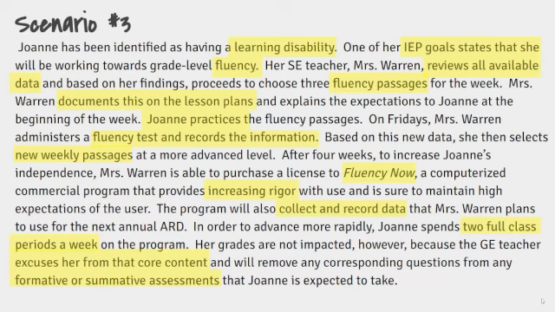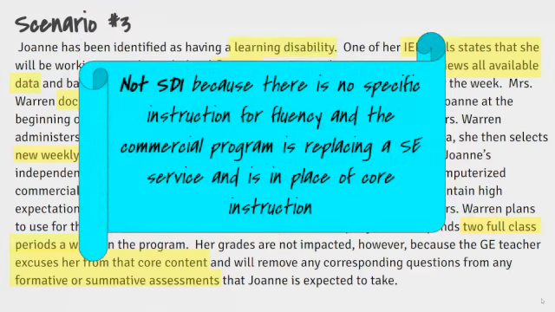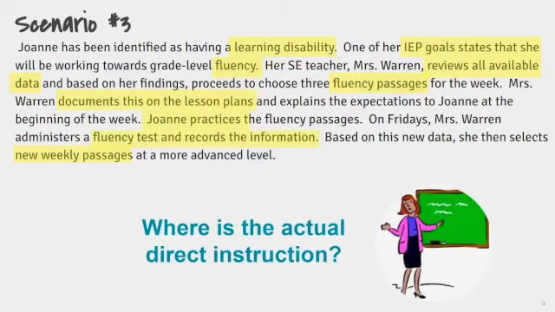The correct answer is no, it is not SDI. Some of you might have reached this decision based solely on the second half of the scenario, which describes the use of a commercial program and the student missing out on core content, and you would be correct in your thinking. However, even if we just focused on the first half of the scenario, it would still not be an example of SDI.